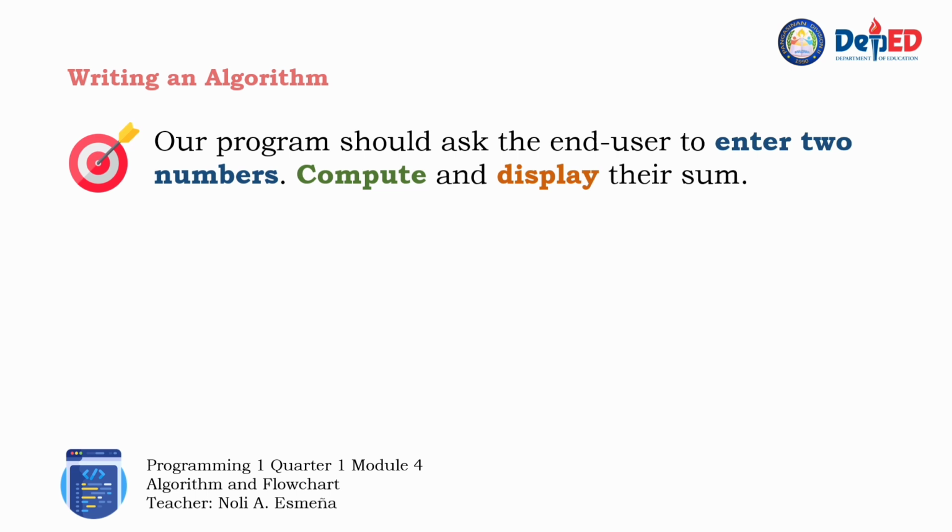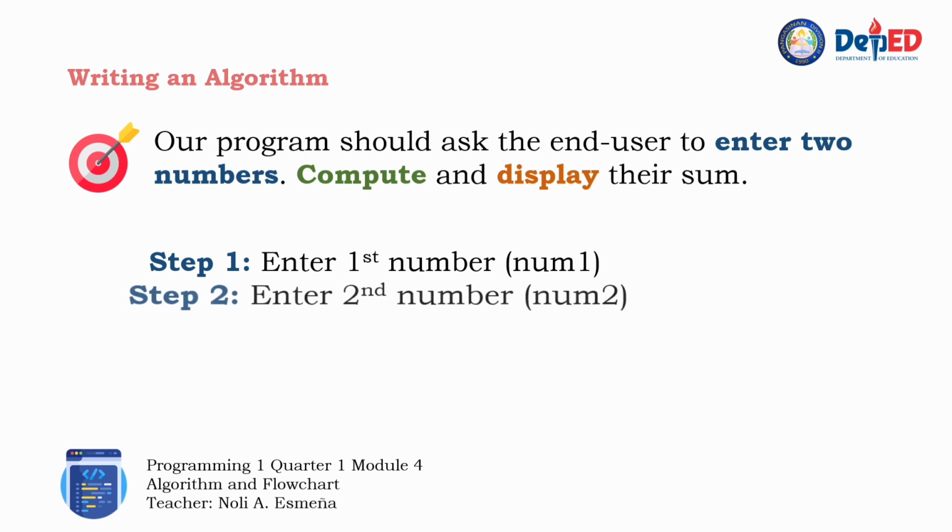First, as our problem mentioned, we should allow an end user to enter two numbers. Therefore, the first thing that our program should do is to allow a user to enter one number, which will be stored in the variable num1. This is followed by entering the second number, which will be stored in num2. After this, what do you think will be the next step?